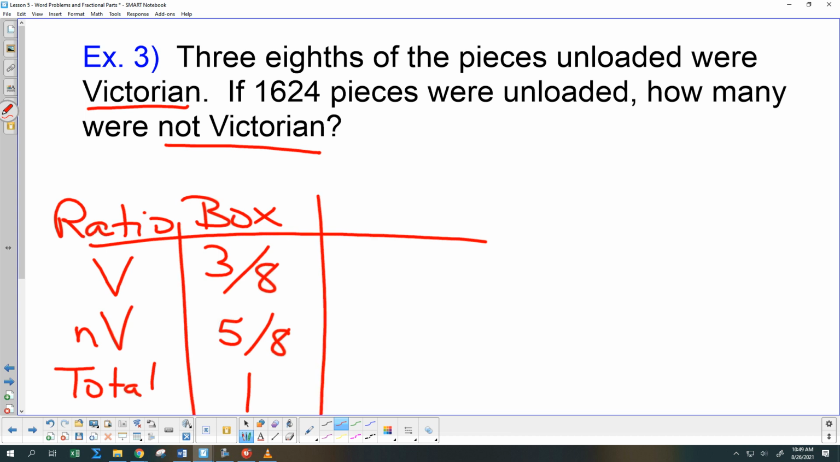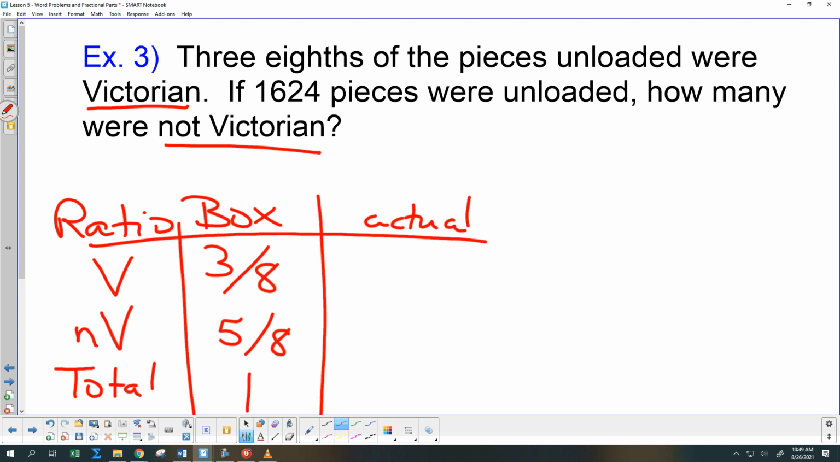Could also have it in percent. Some of them will say 24%. And then you have to figure out that the other percent would be 76%. But same idea, just a different way of writing the fractions. Okay, then I'm going to do my actual numbers.